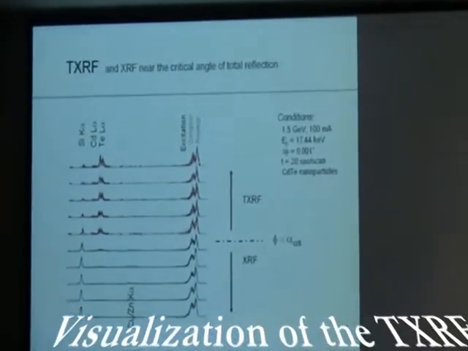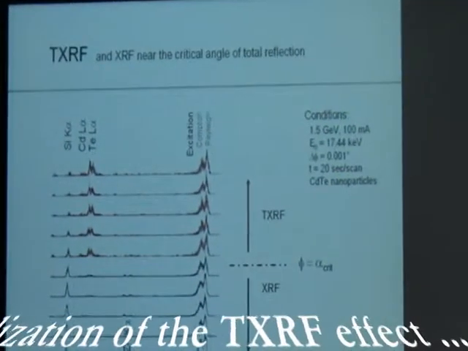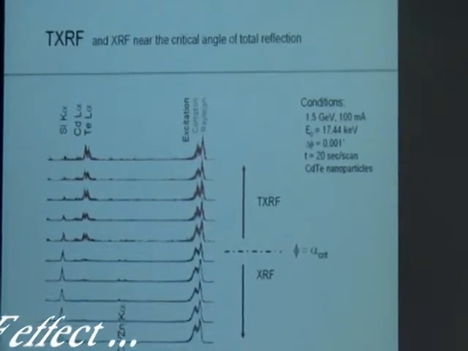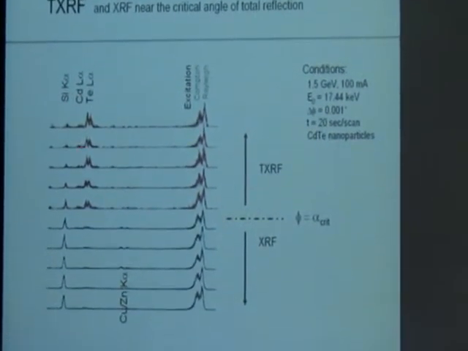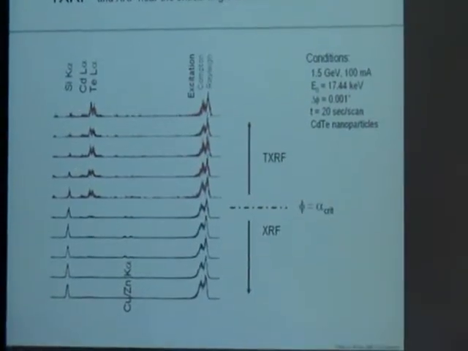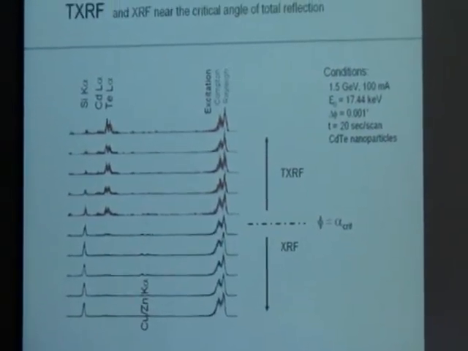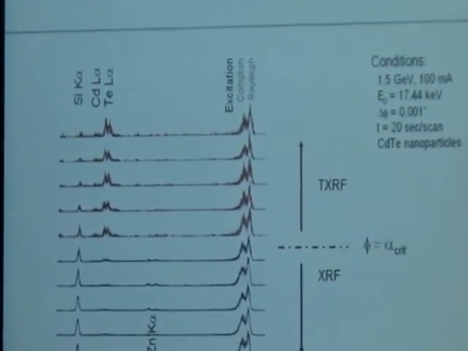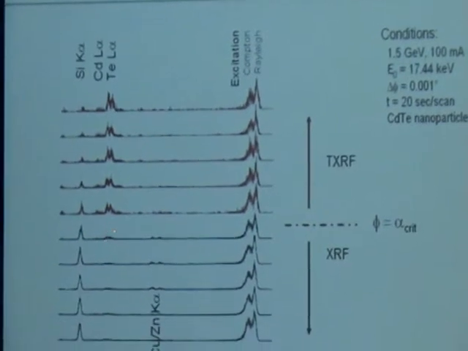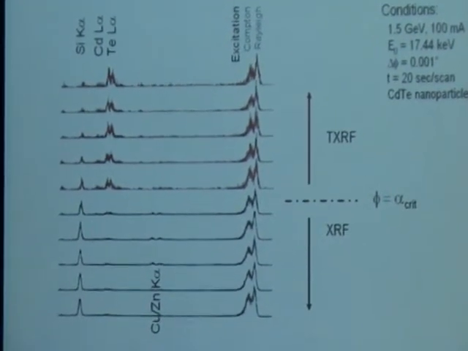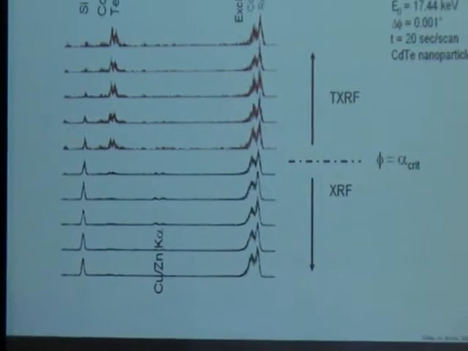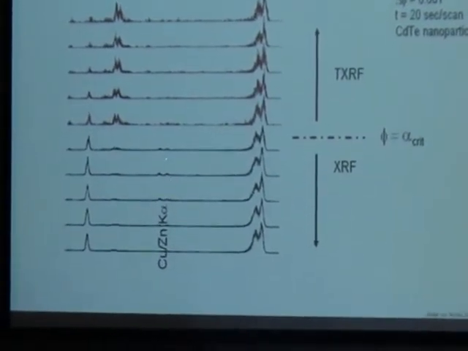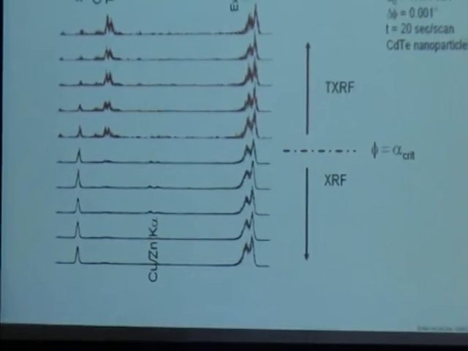They were recorded during an angle scan at the synchrotron facility. Some particles of cadmium telluride were on the surface. Here we have the situation below the angle of total reflection. Then as we go above the angle of total reflection, we see the signal of the particles disappear. There is only a little bit, and here really nothing. Additionally, we have here some copper and zinc. This is a contamination of the surface.